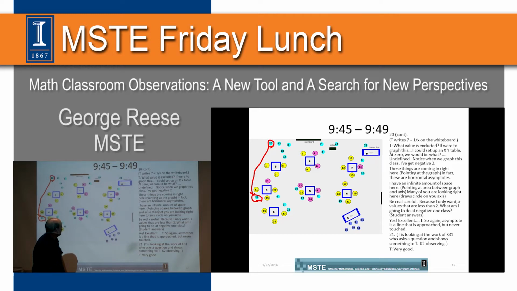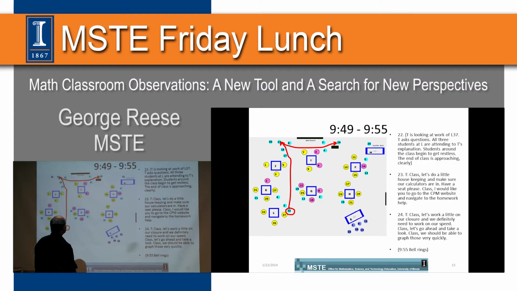What am I going to do at -1, class? The student answers. Yes, excellent. So again, an asymptote is a line that is approached but never touched. 21, then the teacher comes over here, and he's looking at the work of K31, who asks questions and shows something to the teacher. K2 is observing, and the teacher says, very good. OK, T49, so he's 6 minutes.